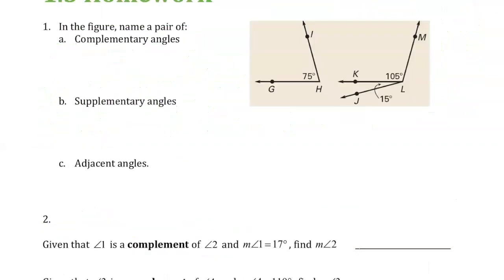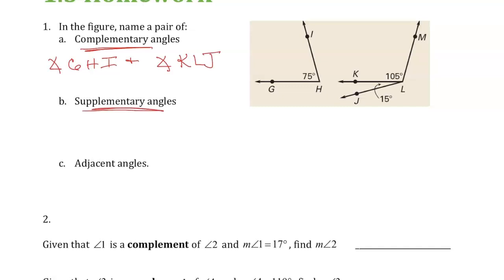Okay, so we're going to go ahead and do the homework together. So let's read this problem. In the figure, name a pair of complementary angles. So two angles that sum to 180, and I'm thinking it's angle GHI and angle KLJ. So see if you can get that yourself without me having told you.